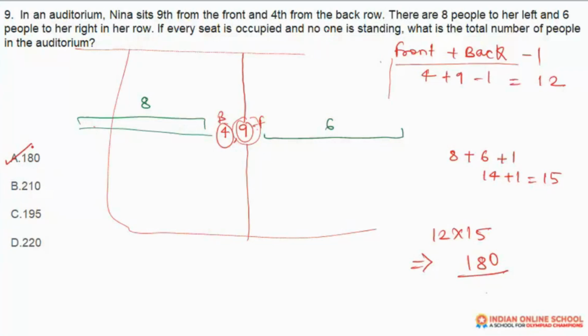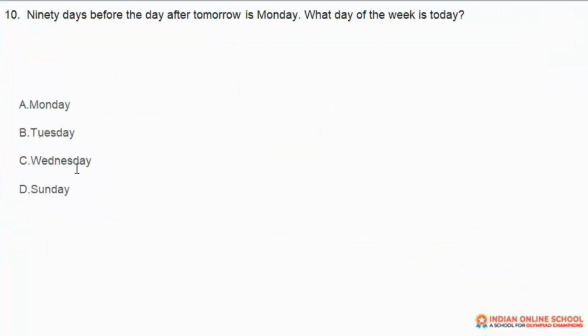Understood, everybody? Now we do have the last question. Last question, it is saying that 90 days before the day after tomorrow is Monday. This question is also from reasoning and it is from calendar.